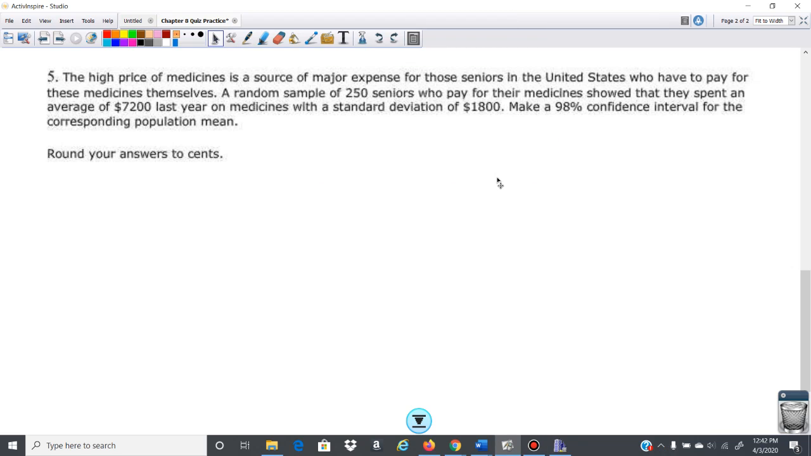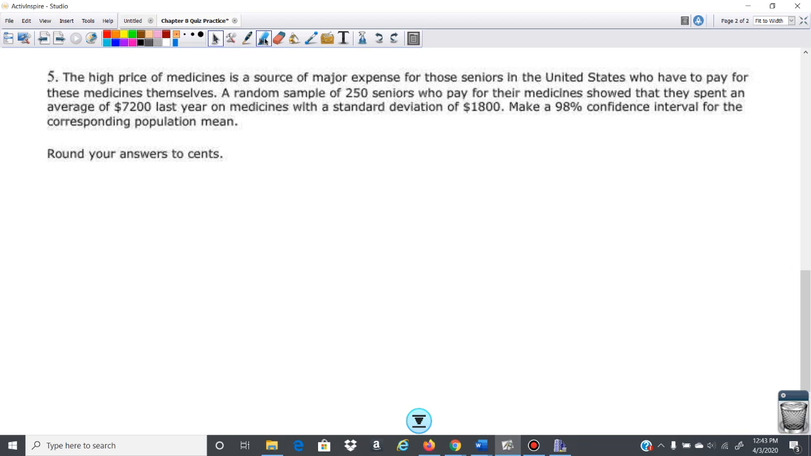All right, and then last question we have here. The high price of medicines is a source of major expense for those seniors in the United States who have to pay for these medicines themselves. A random sample of 250 seniors who pay for their medicines shows that they spent an average of $7,200 last year on medicines with a standard deviation of $1,800. Make a 98% confidence interval for the corresponding population mean.